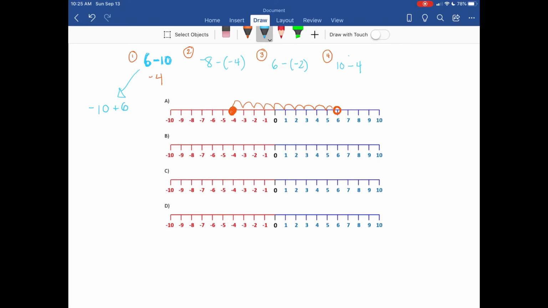So let's look at problem 2. Now, when you see minus a negative, so you've got negative 8, then it's minus negative 4. A negative on the outside, this typically means times a negative, that becomes a positive. A negative times a negative is a positive. So this would be the same thing as negative 8 plus 4, because you've got minus a negative.